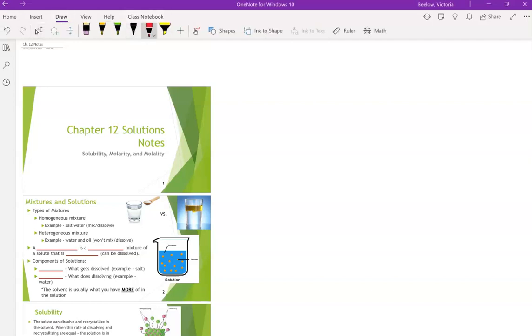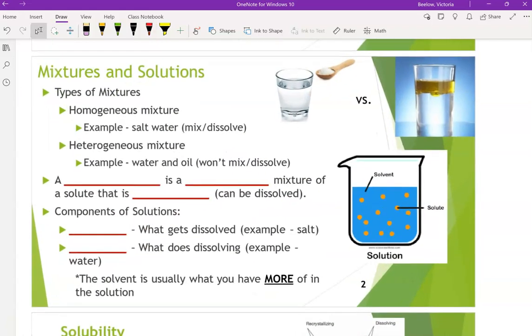In this video, I'm going to be going over the Chapter 12 notes on solutions, slides 1 through 13. All right, so let's start here with slide number 2. So we're going to be focusing on solutions.